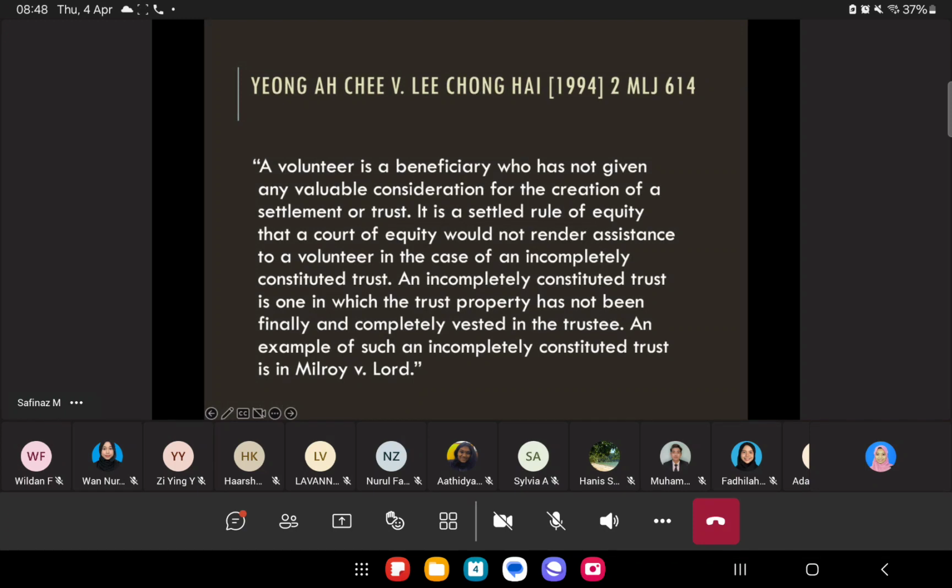In Yong Ah Chee, a volunteer is a beneficiary who has not given any valuable consideration for the creation of a settlement or trust. It is a settled rule of equity that a court of equity would not render assistance to a volunteer in the case of an incompletely constituted trust. An incompletely constituted trust is one in which the trust property has not been finally and completely vested in the trustee. An example of such an incompletely constituted trust is in Milroy and Lott. Okay, this is what is stated in Yong Ah Chee.